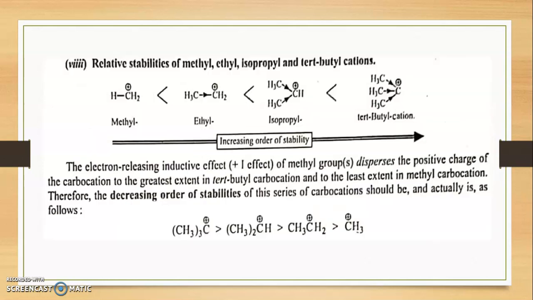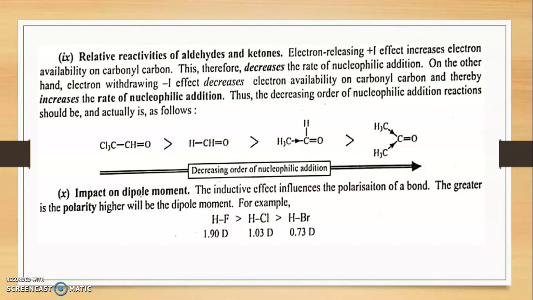Then the relative stability of methyl, ethyl, isopropyl and tertiary butyl cations, that is carbocation stability, we explain by the plus I effect, the electron releasing inductive effect. That is, the tertiary carbocation is more stable than secondary, which in turn is more stable than primary and methyl carbocation. Then the relative reactivities of aldehydes and ketones.